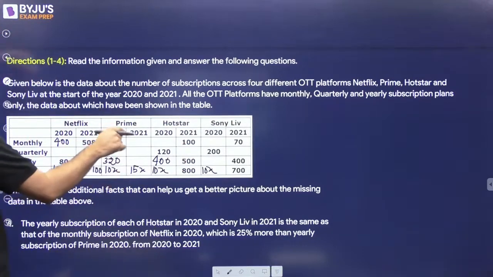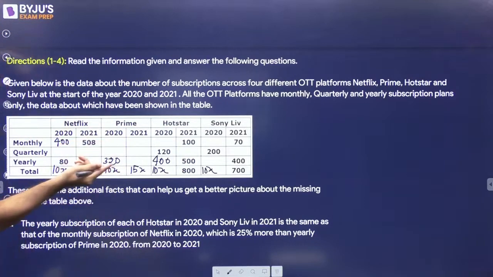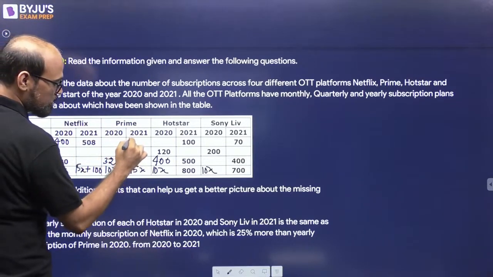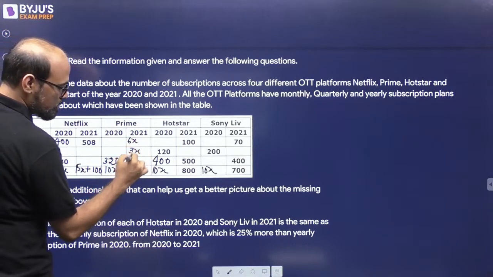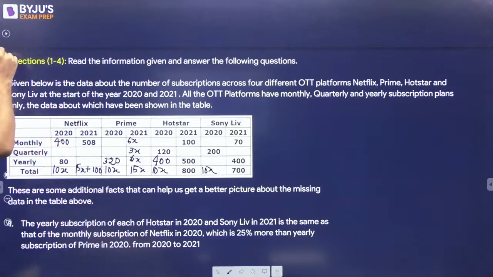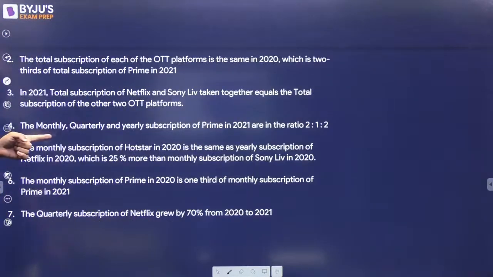Now since we have 15x, we need to divide it in the ratio 2:1:2. So 15x को 2:1:2 का मतलब हो गया, this is going to be 6x and 3x and then again 6x. Right? Prime in 2021. Okay.